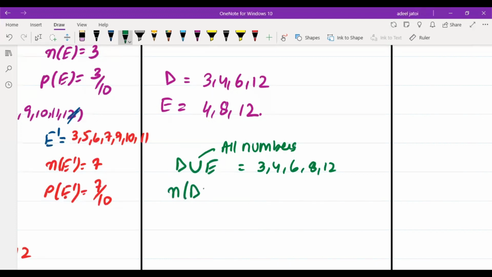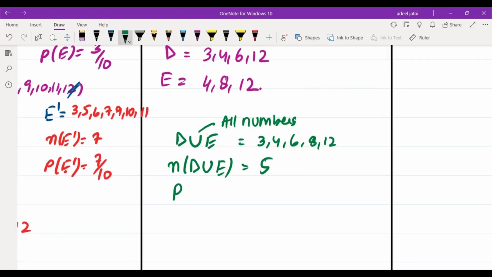If it is D union E and we are taking n, so how many numbers are there? 1, 2, 3, 4, 5. If we want the probability of D union E, it would be 5 upon 10.